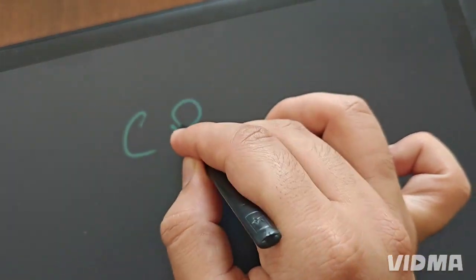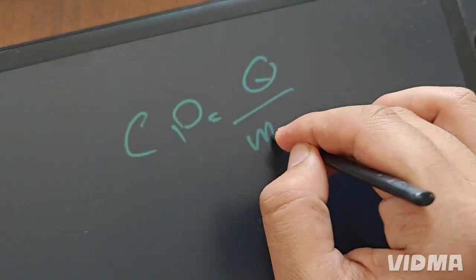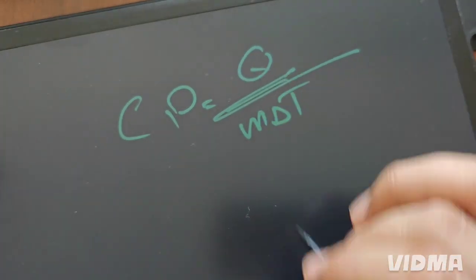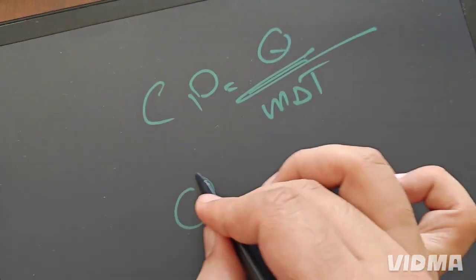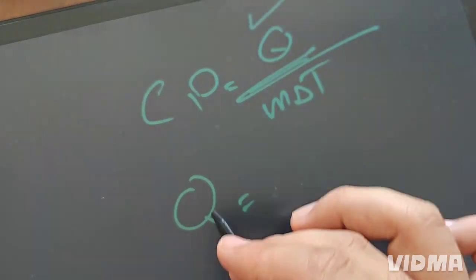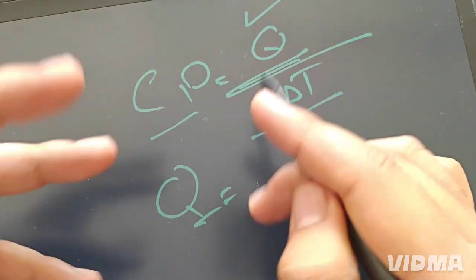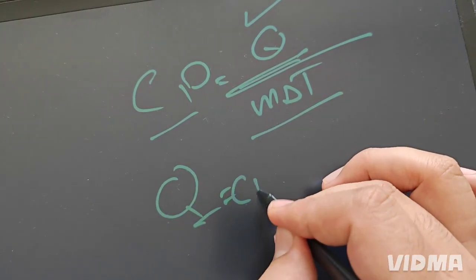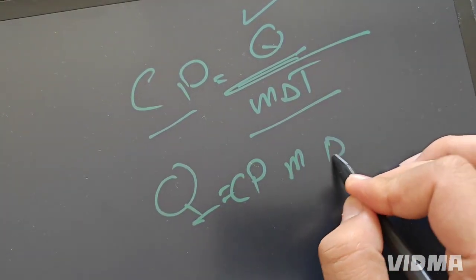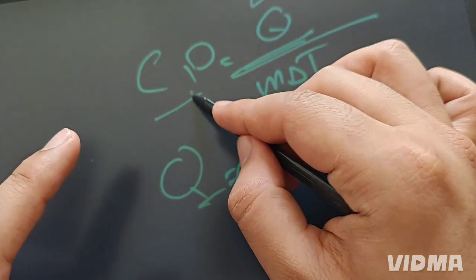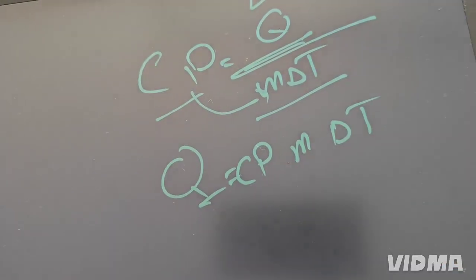According to this rule, Cp is equal to Q over M delta T. I want to find energy Q. How can we find energy? Write down Q energy here. We see that only these quantities are left. You can multiply them together: Cp times M times delta T. So to find energy, we multiply them: Cp times M times delta T.